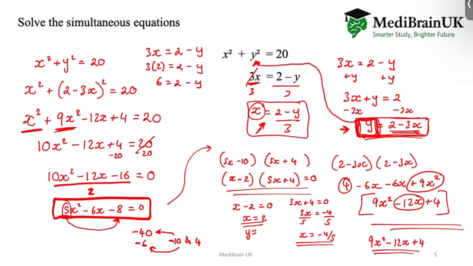Now rearranging it, let's make y positive first. So we have y on the other side. If we add y, we have y plus 6 equals 2. Then let's move the 6 to the other side by subtracting 6 from both sides. And you get y equals 2 minus 6, which is minus 4. So when x is 2, y is equal to minus 4.